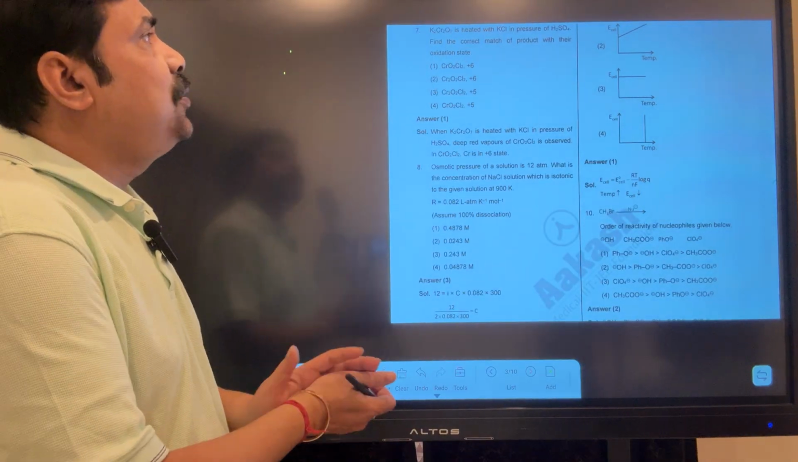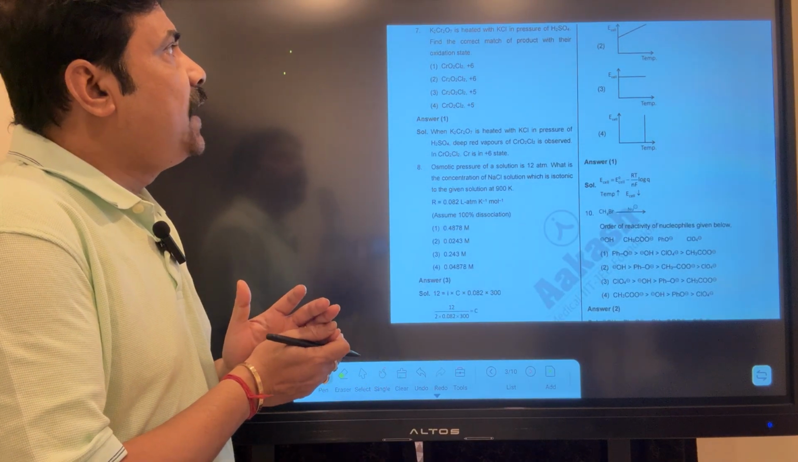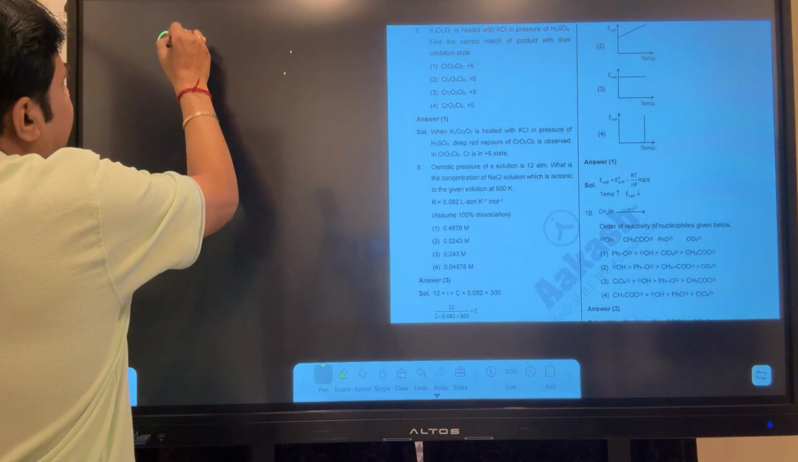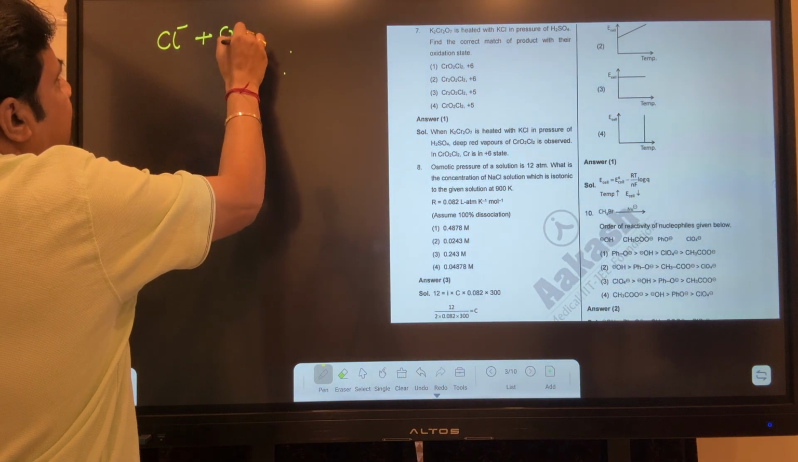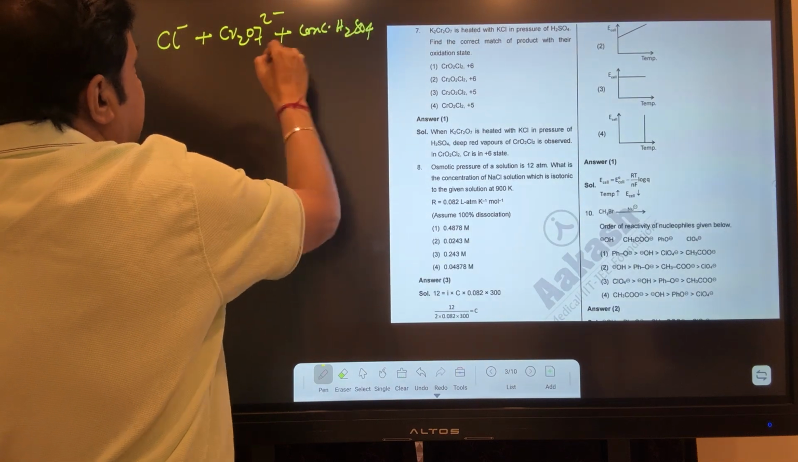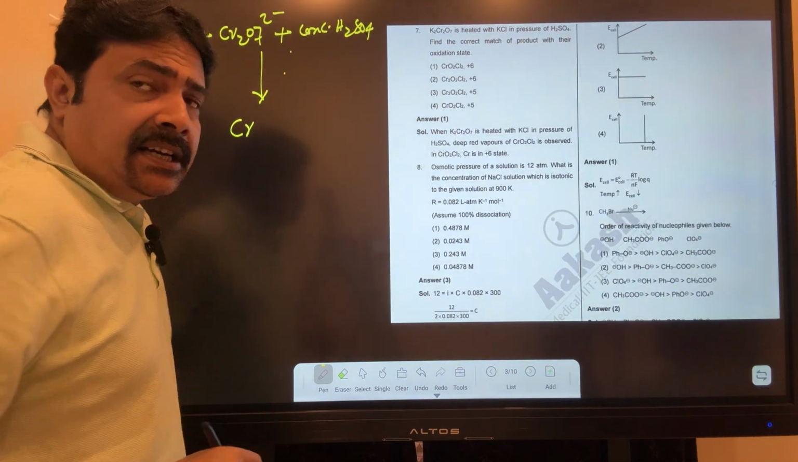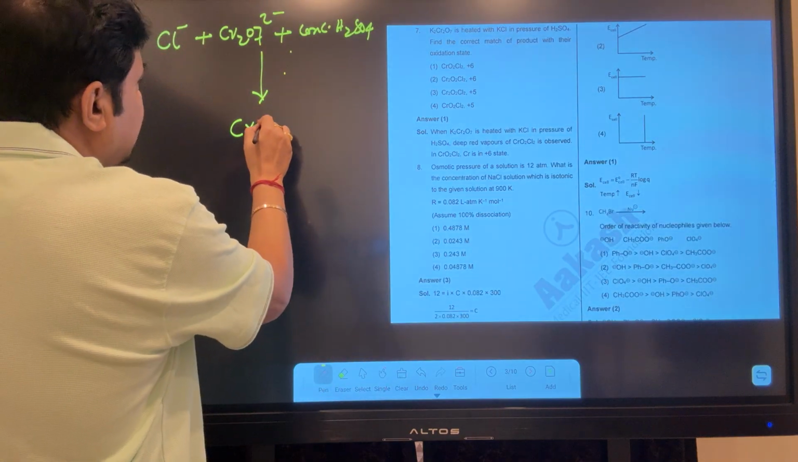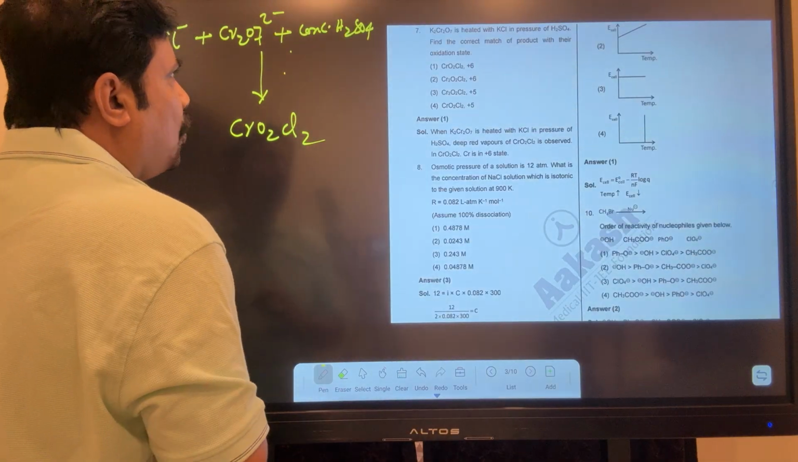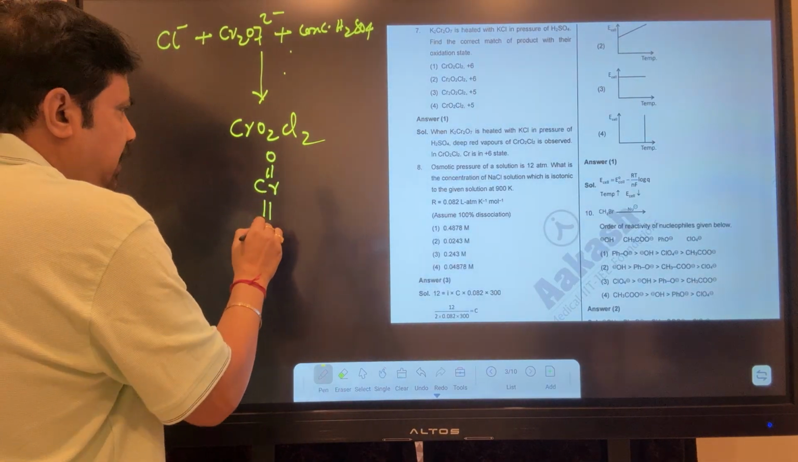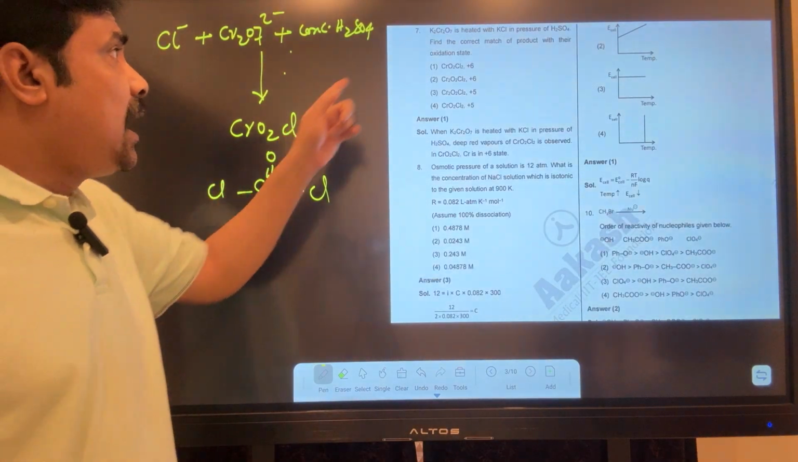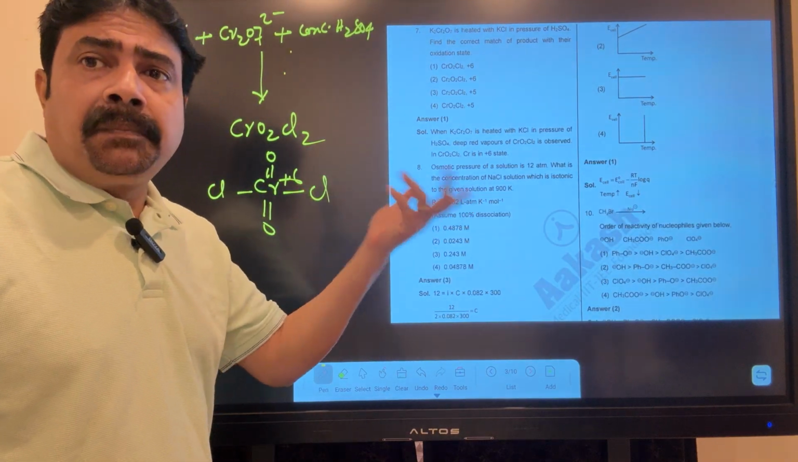Potassium dichromate is heated with KCl in the presence of H2SO4. Find the correct match. Dichromate, KCl is there, that means it is a test of chloride. Whenever a chloride salt is treated with a dichromate in the presence of concentrated H2SO4, it is the chromyl chloride test, my dear student. You get a reddish brown vapor, which is nothing but CrO2Cl2, where chromium is in the +6 oxidation state. This will be your structure. So chromium is in +6 oxidation state, and in the chromyl chloride test a reddish brown vapor will come.